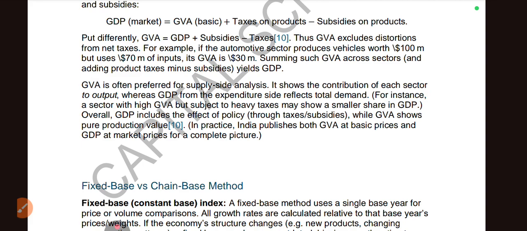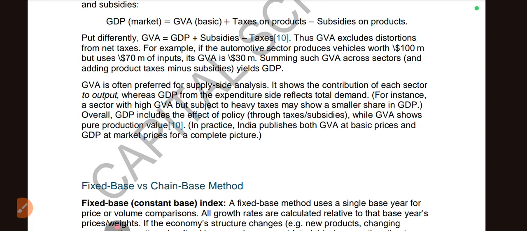Now let's come to the topic. GVA is often preferred for supply side analysis. It shows the contribution of each sector. Why is GVA important? Because GDP shows the overall growth of a country, while GVA shows the sector-wise growth. For example, in India, the IT sector is booming in Bangalore, the cloth manufacturing industry in Gujarat, and the automobile industry in Chennai. So GVA is used for this.